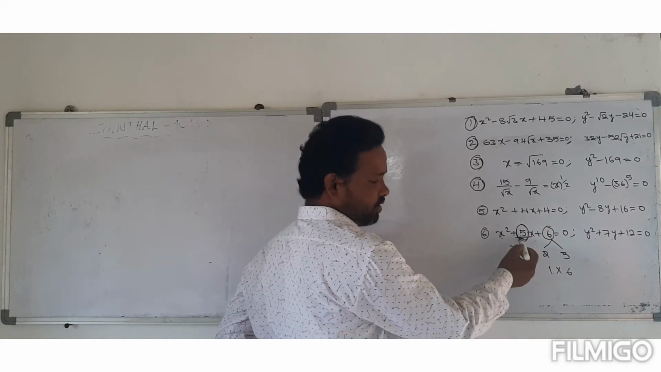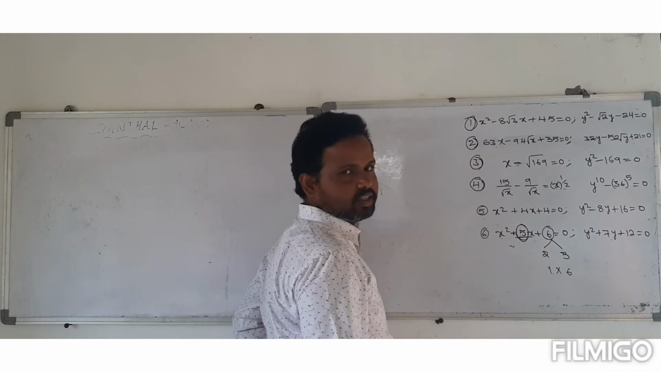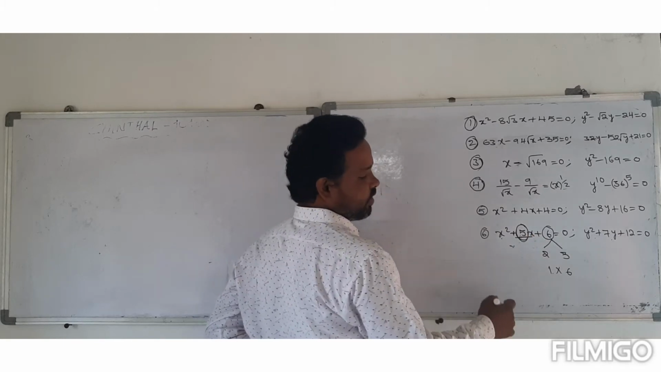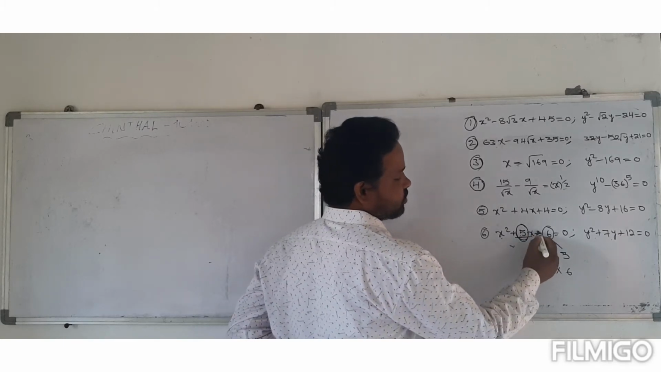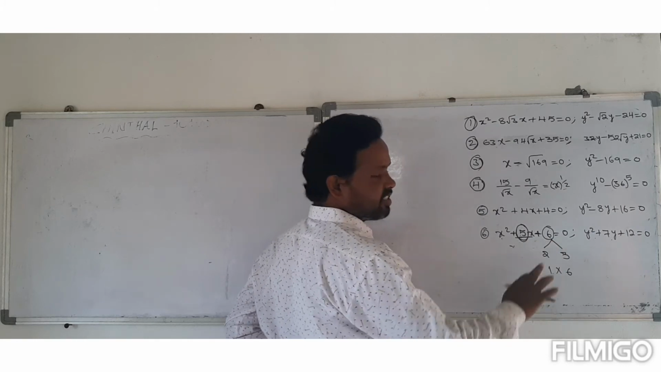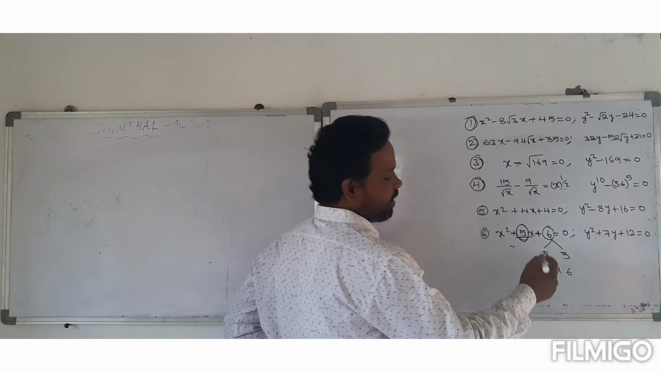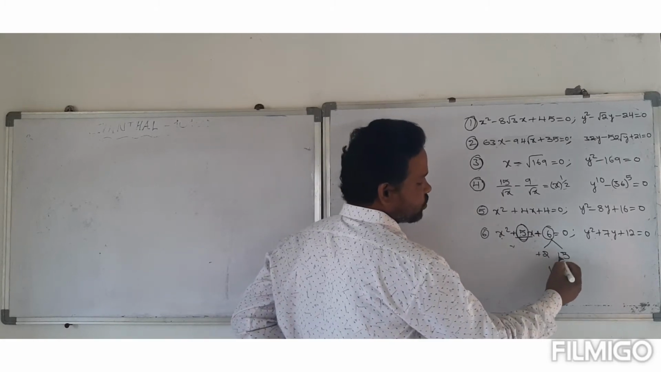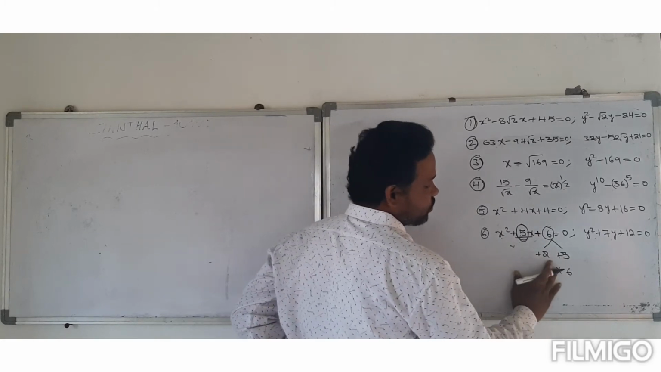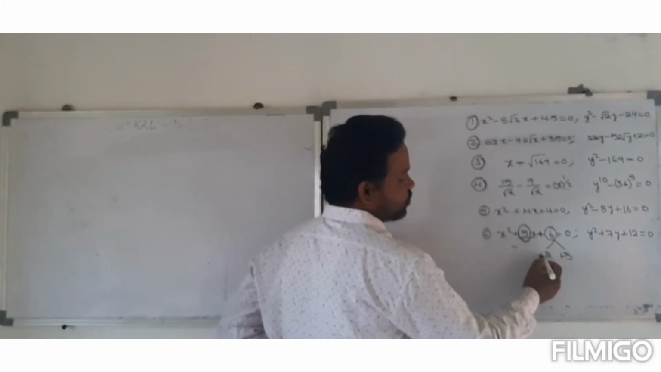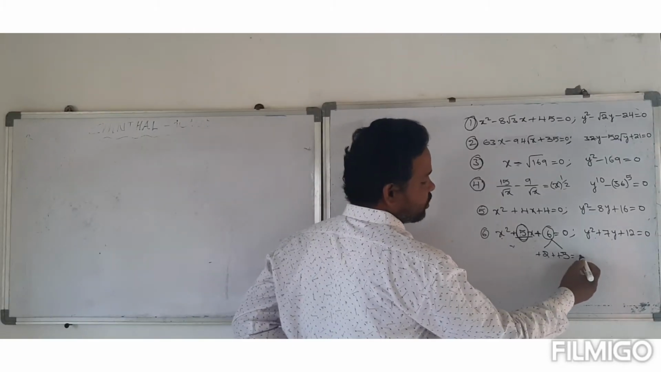What is the B value here? Plus 5 is here, so I am going to place plus here also. Plus into plus is plus, minus into minus is plus. That's why I am going to write plus 2 and plus 3, and plus 2 and plus 3 gives 5.